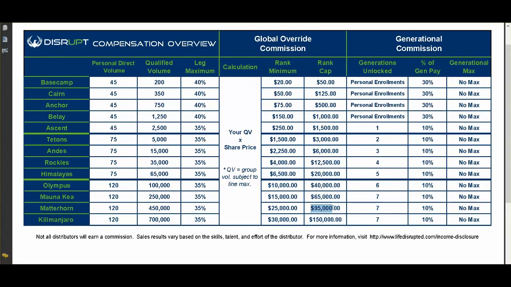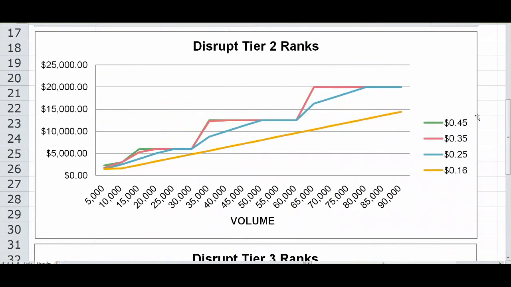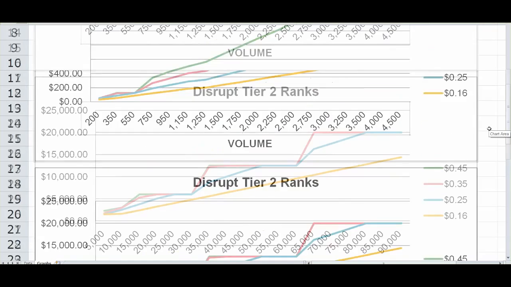So you're wondering, what does it take for me to earn the high end of this range? Well, it takes a higher share price. And you're wondering, how can I impact share price? You want to know how you can impact share price? Sales. Sales to customers. Building your sales team with customers and distributors. That's how you increase the share price.